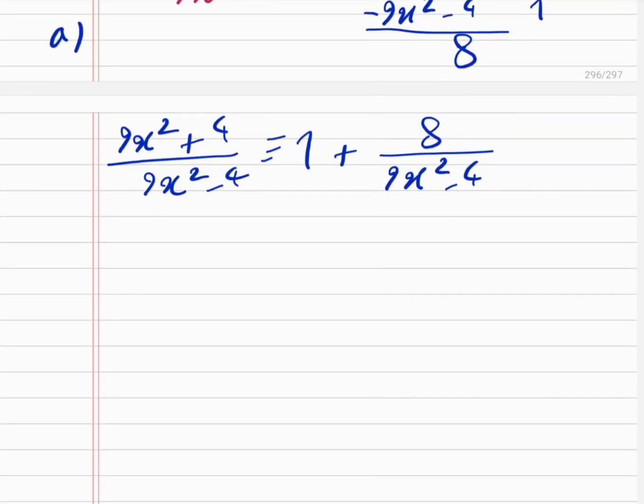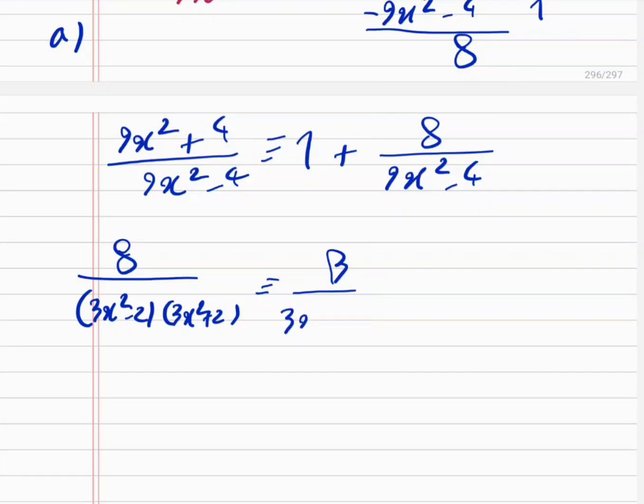Now remember that. We can write 9x squared minus 4, and when we factorize, we'll get 3x minus 2 times 3x plus 2. I'm sorry, we won't have a squared term here, just 3x minus 2 and 3x plus 2. So this is equivalent to b over 3x minus 2, plus c over 3x plus 2.